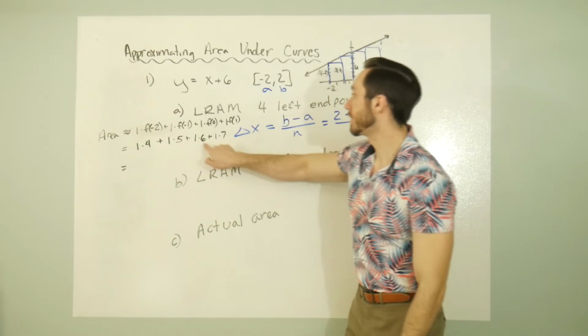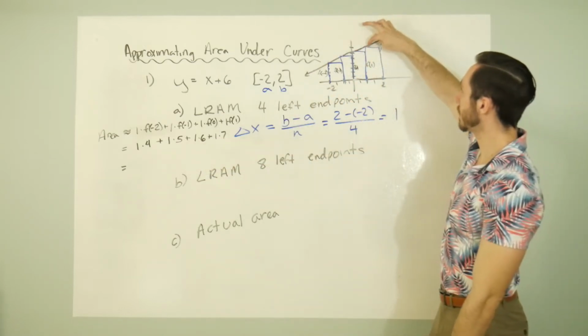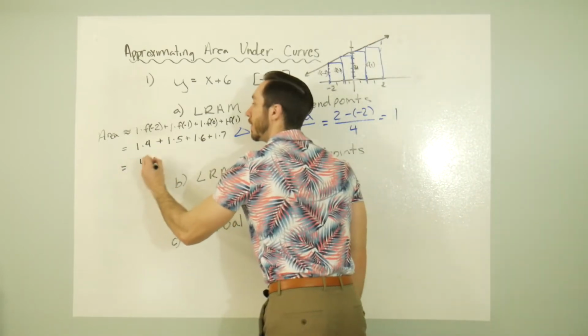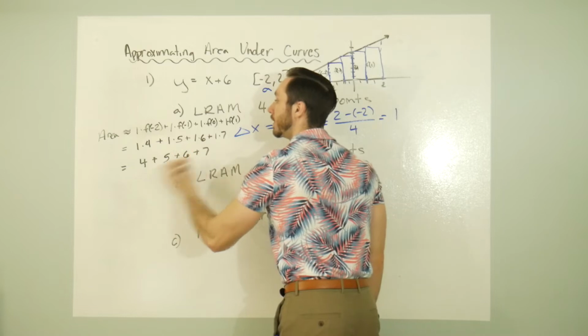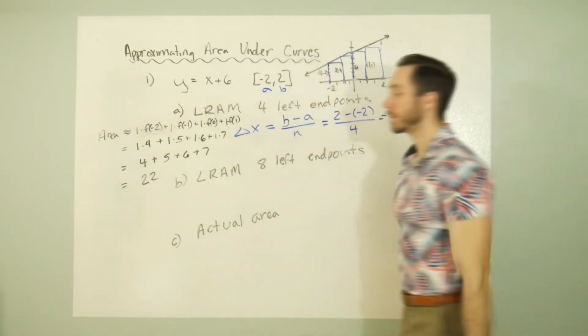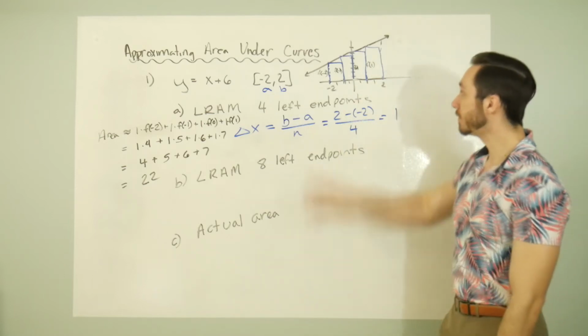We go from 4 to 5 to 6 to 7, because this has a height of 4, this has a height of 5, this has a height of 6, and this has a height of 7. Anyways, math here is not too bad. It's just 4 plus 5 plus 6 plus 7. That's 9 and 13 to make 22. So this is the approximation of the area using LRAM for left endpoints.